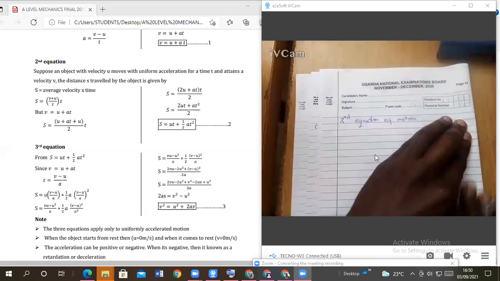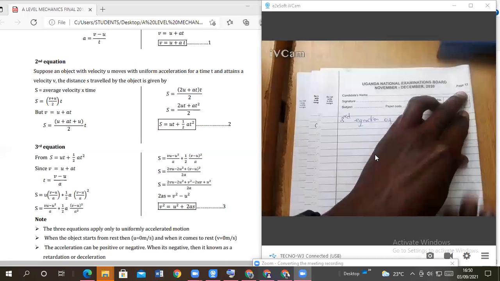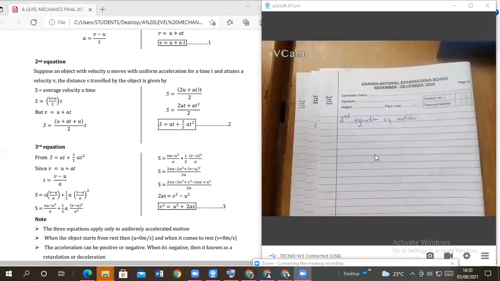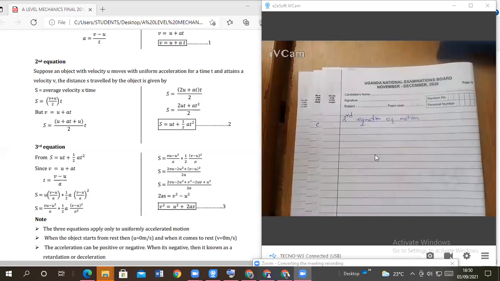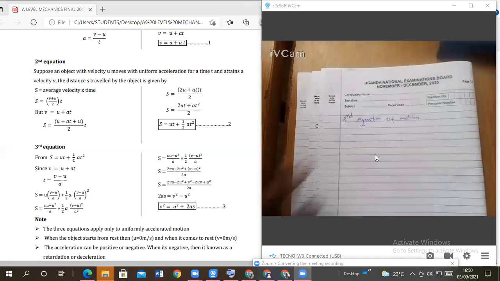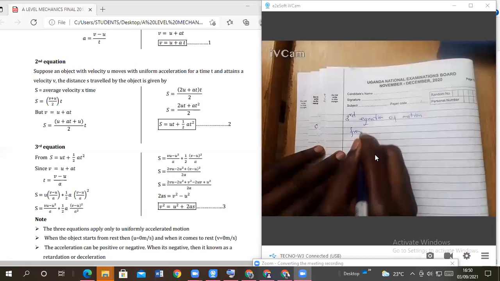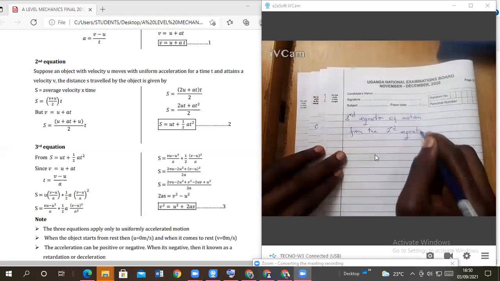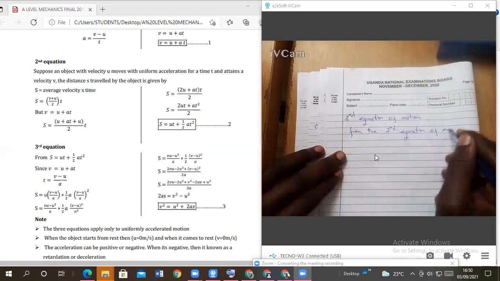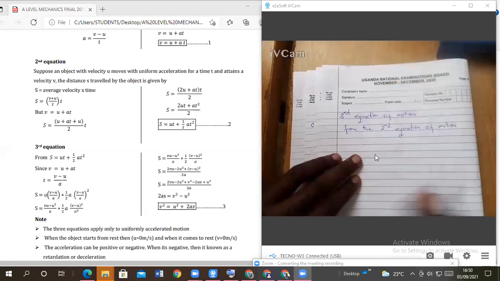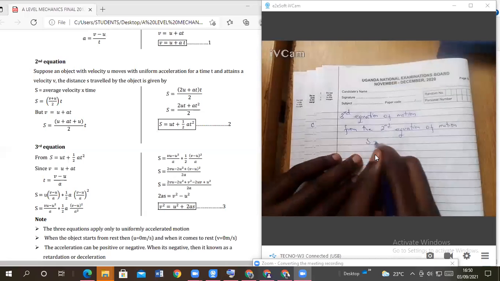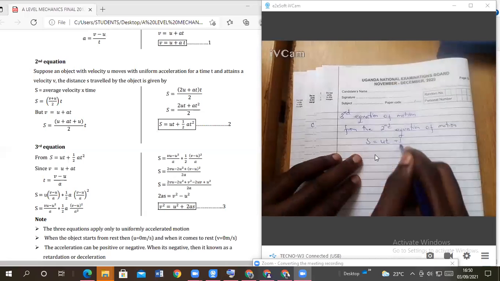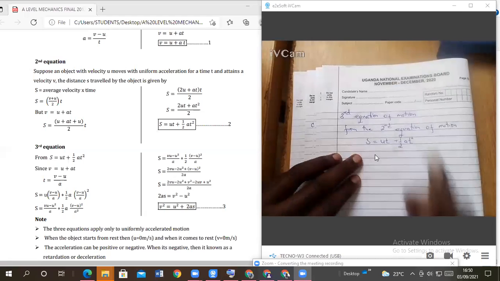Now, what is going to help us derive the third equation of motion? We are going to combine the first and the second equations that we have looked at. From the second equation of motion, we said S is equal to UT plus a half AT squared.